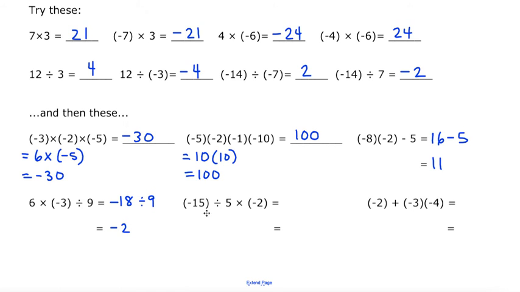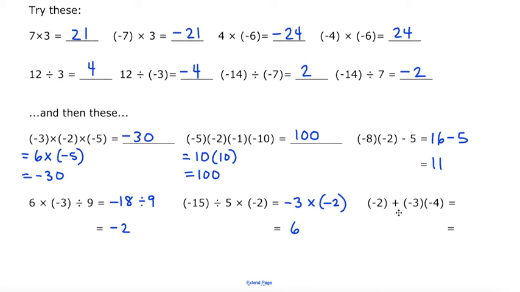Same thing for this next one. I have division and then multiplication. I'm going to go in order from left to right. So negative 15 divided by 5 is negative 3. And I'm multiplying that by negative 2. And negative 3 times negative 2 gives me a positive 6 value.